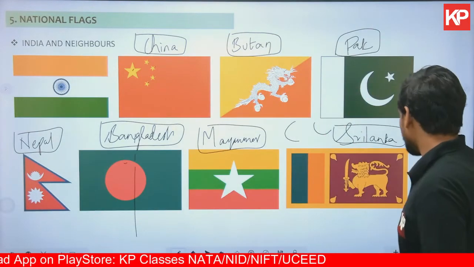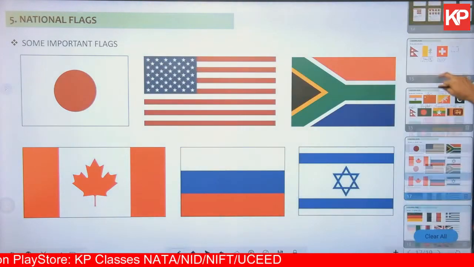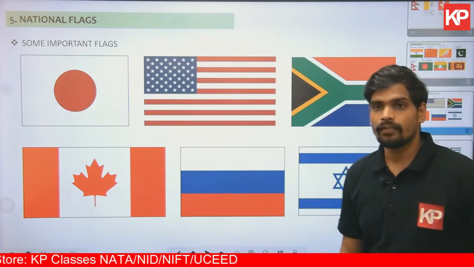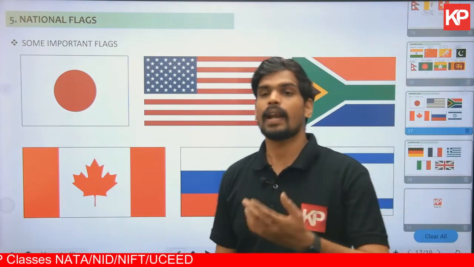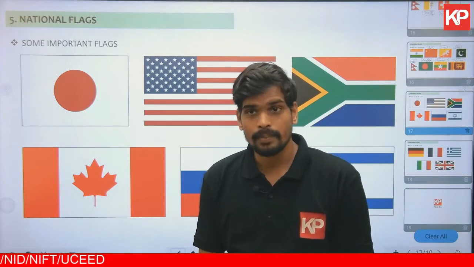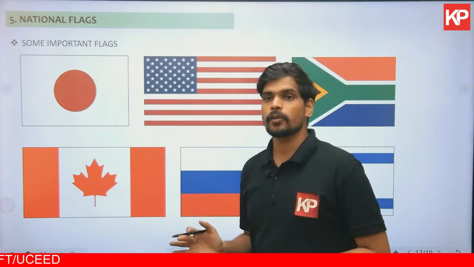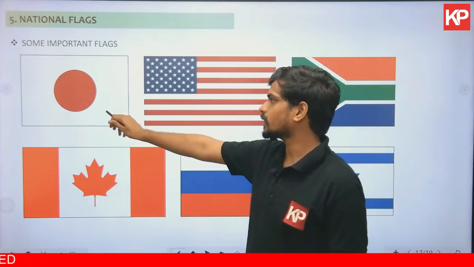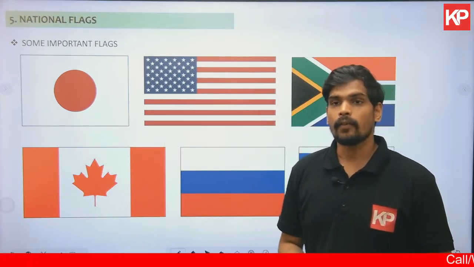So that is about the neighbors of India. Now let us discuss some other important flags across the world, right? Some random important flags, important in terms of large countries and large economies. You can remember these flags in addition to what we already categorized and discussed. This first flag which you see over here is the flag of Japan.